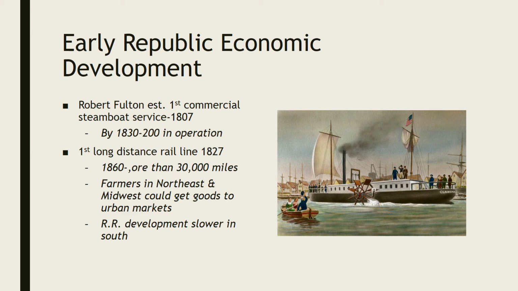The steamboat is not dependent on sail. It's not dependent on manpower. It has a steam engine that's making it go. And so that's of course very important. Also, you have your first long-distance rail line in 1827. And by 1860, there were more than 30,000 miles of railroads throughout the United States.